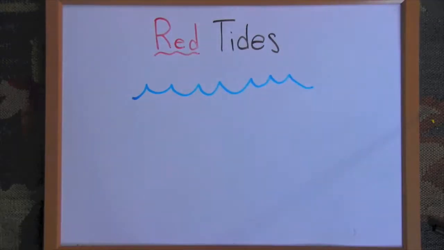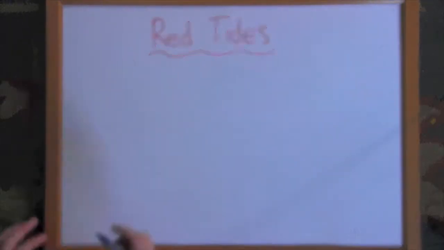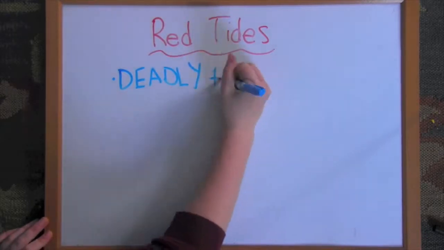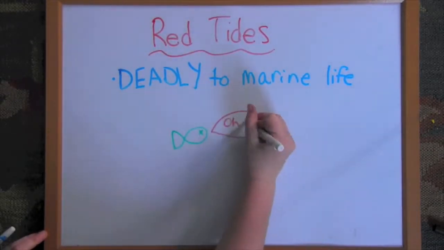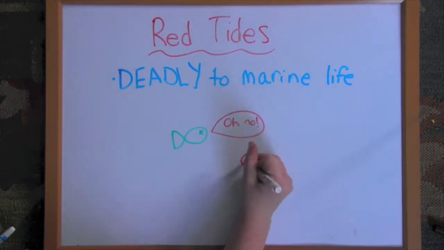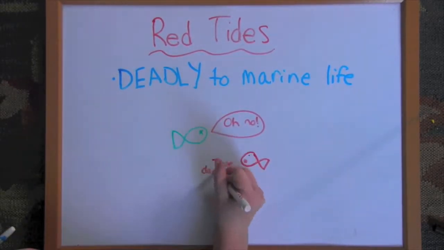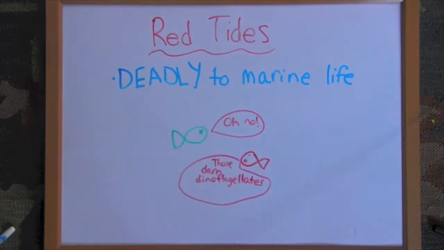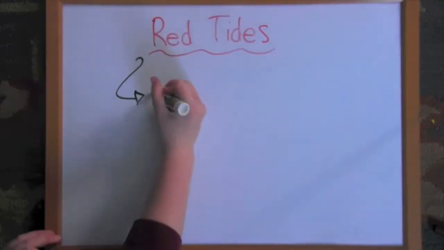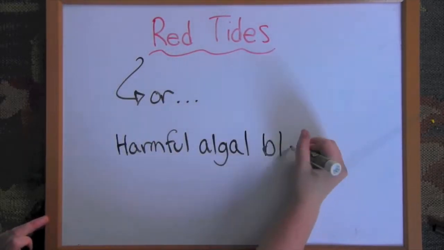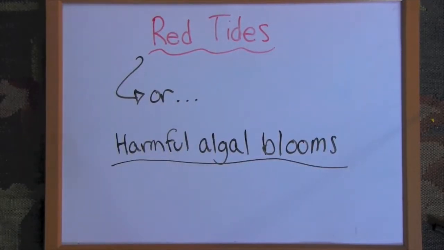Now we're going to be talking about red tides. A red tide is a term that describes a discoloration of water caused by a bloom of red dinoflagellates. Red tides are deadly to marine life. And now I'm going to draw some fish that have a first-hand account of these deadly dinoflagellates, which is sad. Scientists prefer to reference these blooms as harmful algal blooms.